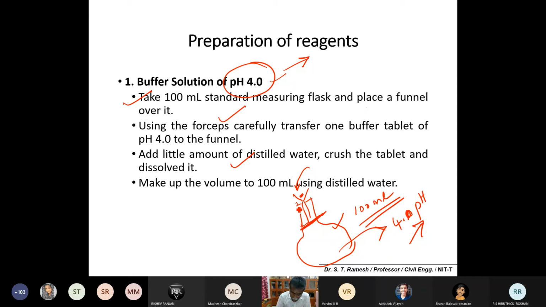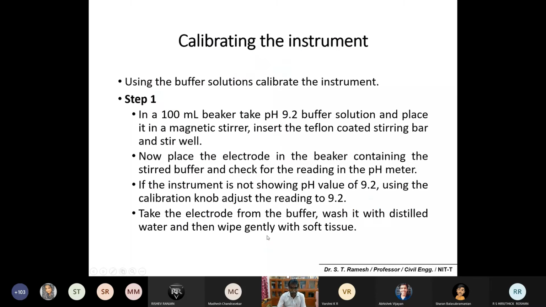So what you do is take a measuring flask of 100 ml, place the funnel over it, use forceps, take a buffer tablet, drop it in the funnel, add a little amount of water, dissolve the buffer tablet, then add further distilled water and make up to 100. So this solution corresponds to 4. Repeat the same procedure for 7 as well as 9.2. So now you have 3 different solutions with pH of 4, pH of 7 and pH of 9.2 ready for calibration. Is it okay?